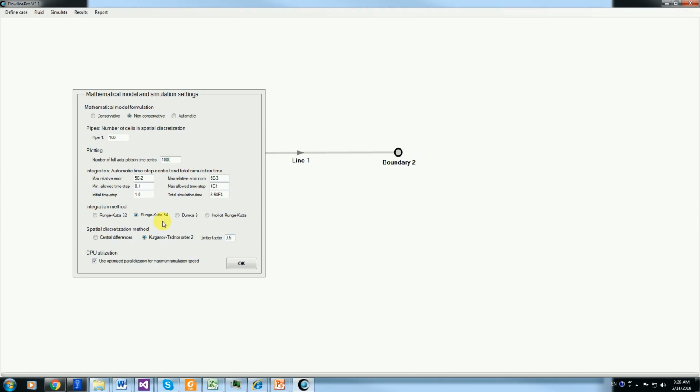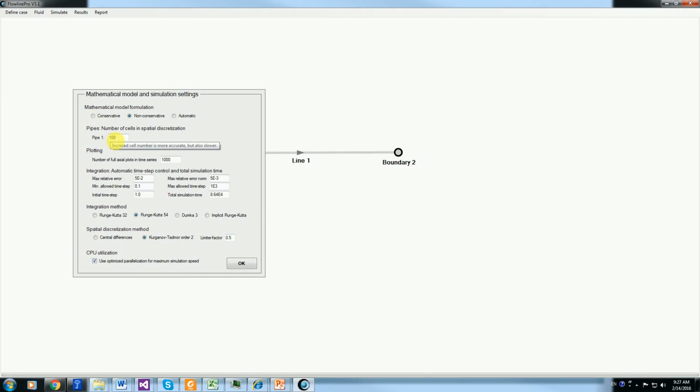The integration method can be specified. Most of the time we use an explicit Runge-Kutta order 4 with an order 5 method for step control. Those are details we don't need to understand, but which are important when you create the program. You don't really have to change any of these settings. It will work as it is. And also you can choose between various ways for the discretization in space. Again, you don't really need to know that. And the CPU also, we can change the setting there.